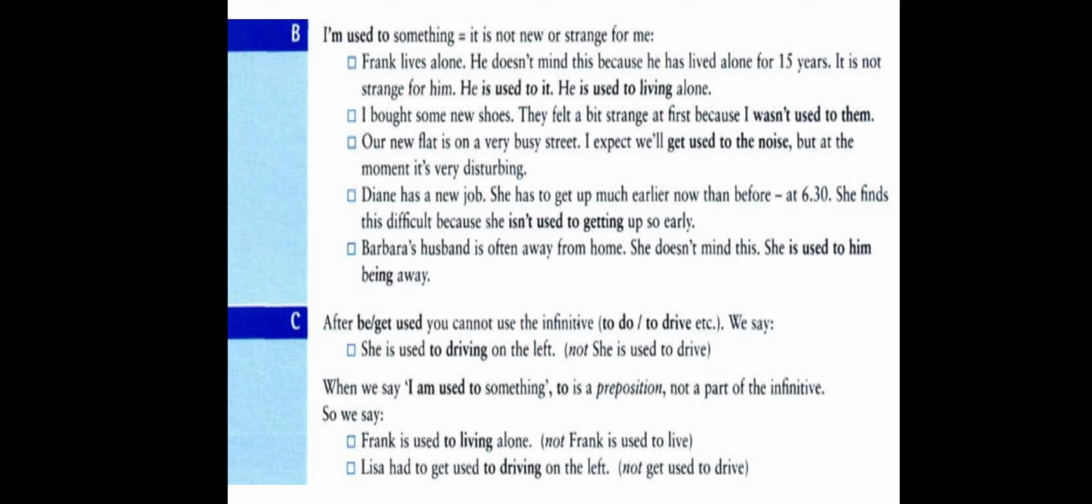Last example here in part B, Barbara's husband is often away from home. She doesn't mind this. She is used to him being away. And here we have it is familiar to her that he is away. So we say she is used to, and here we use is, verb to be, before used to. And here we use the pronoun him, then we add verb plus ing, meaning being away.